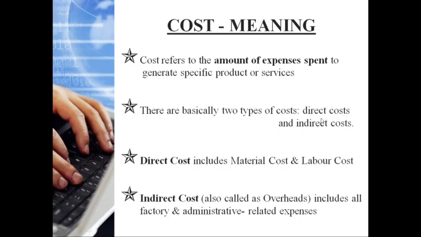And there are two types of cost. One is direct and the other one is indirect. Direct cost includes material and labor, while indirect cost, also called overheads, includes factory expenses, administrative expenses or office expenses, etc.